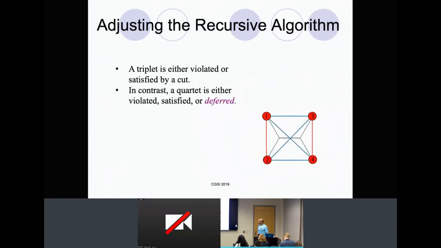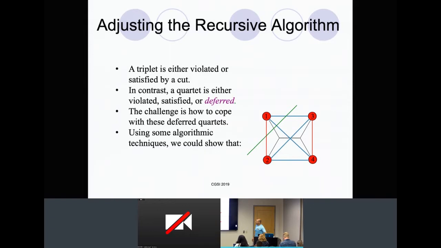But with a quartet, the quartet is either violated, this way it is violated. Oh, sorry. It is either violated, or satisfied, or deferred. This is deferred. One is separated. So we don't yet violate this quartet, but it is deferred. So one goes to one side, these guys go to the other side, and we need to keep track of this quartet. So the challenge is how to cope with these deferred quartets.